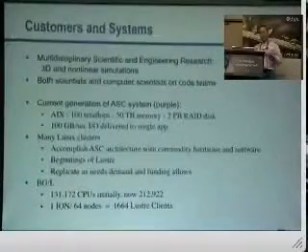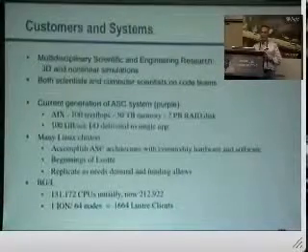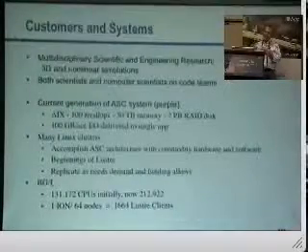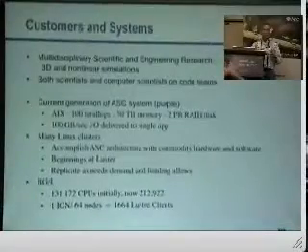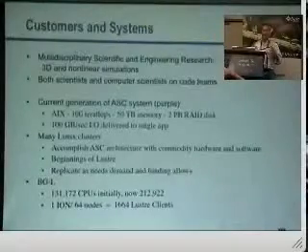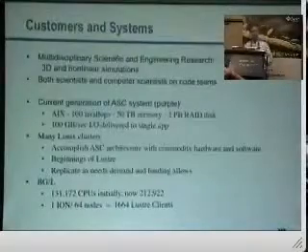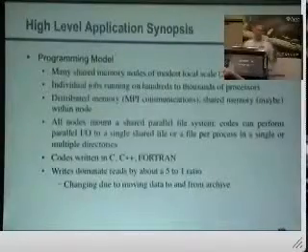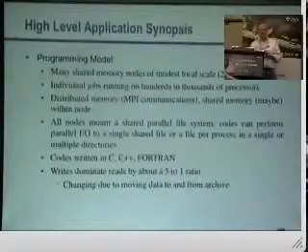Now, subsequently, we have this monster BGL system, and it's got 212,992 CPUs, and it's got 1 I/O node for 64 compute nodes or 128 processors. So we have on that system 1,664 Lustre nodes. A little different perspective on what our applications look like.